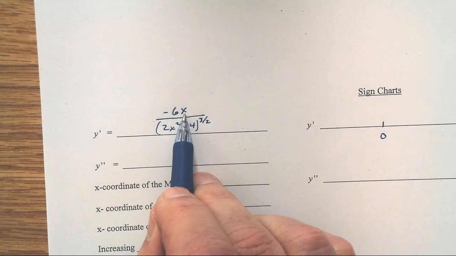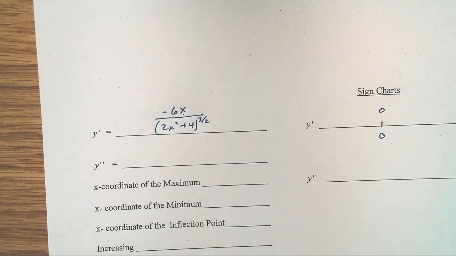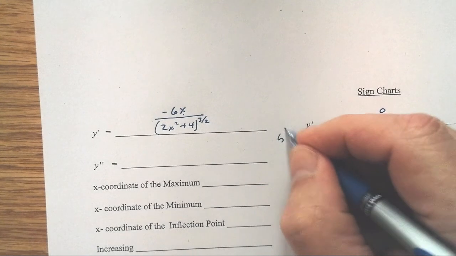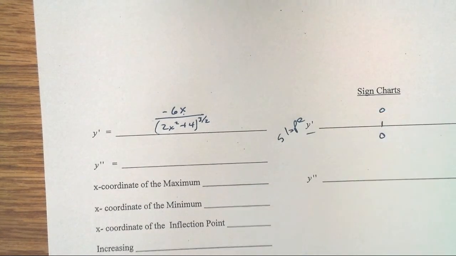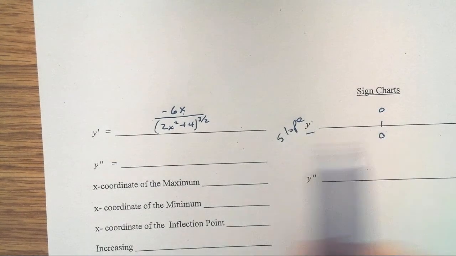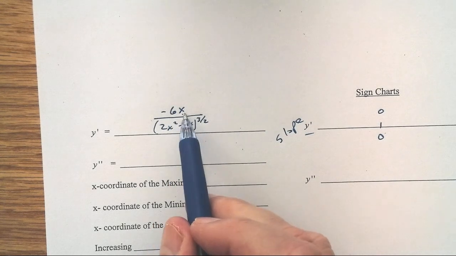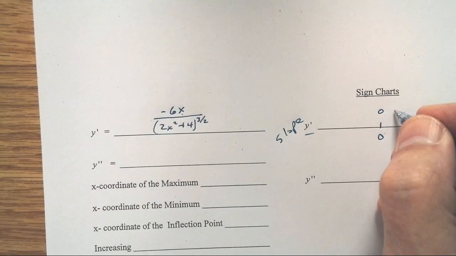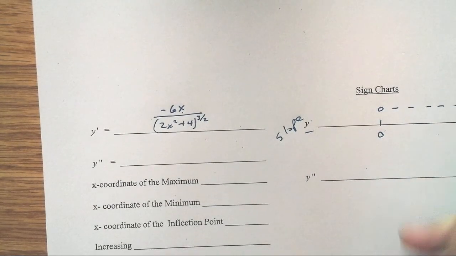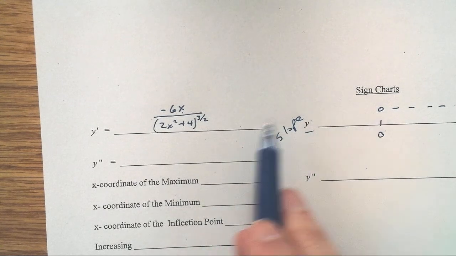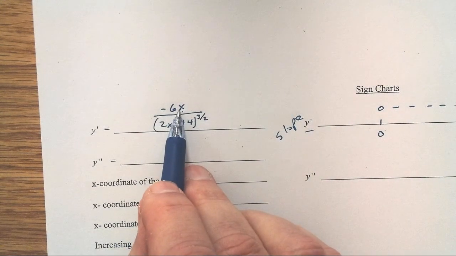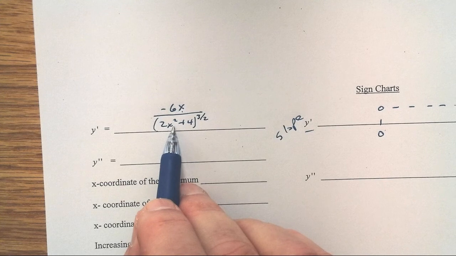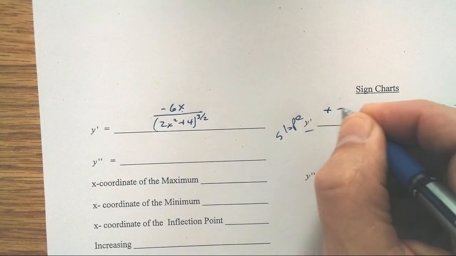So when x is 0, at 0, the slope is 0. Okay, that's our slope. First derivative, slope. The slope is 0. If I put a number bigger than 0 in here, like 3, I get negative 18 on a positive. Negative divided by positive, negative. If I put something smaller than 0, like negative 2, I get positive 12. The denominator is always going to be positive. Positive divided by positive, positive.